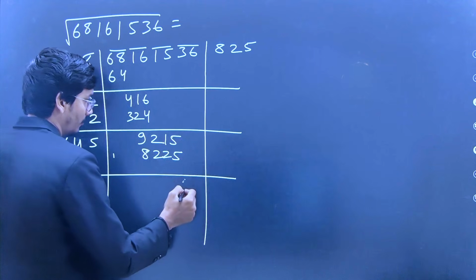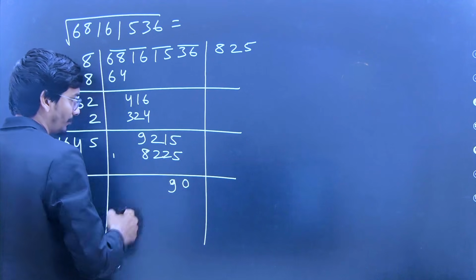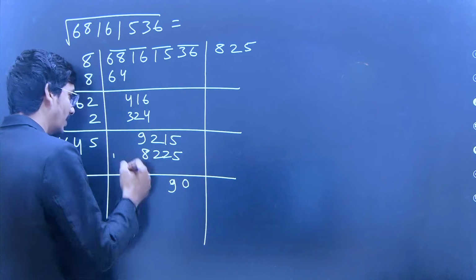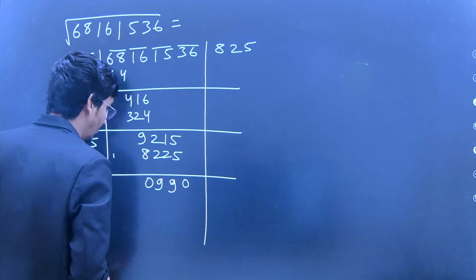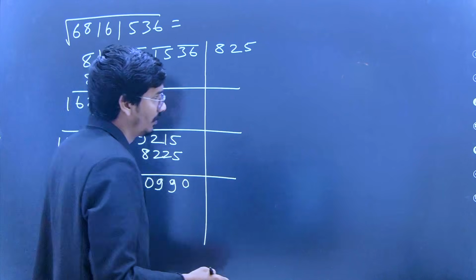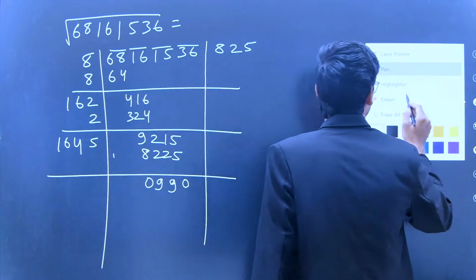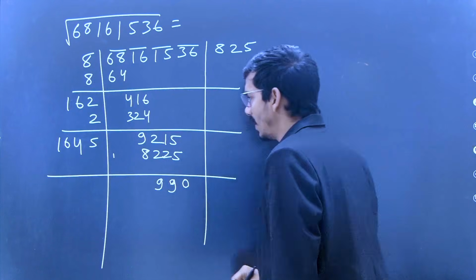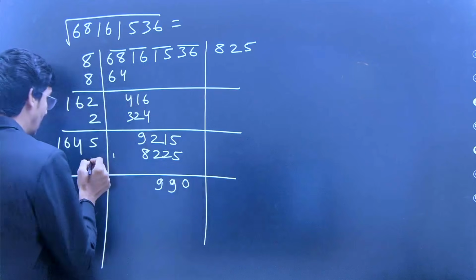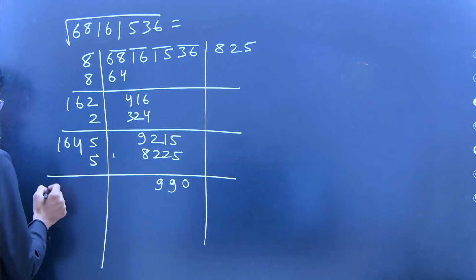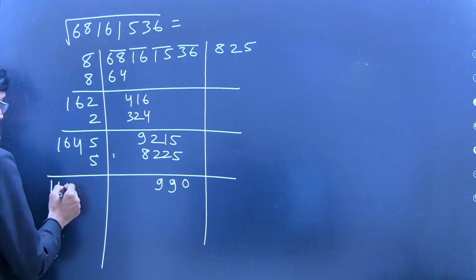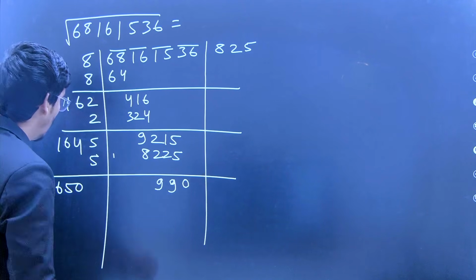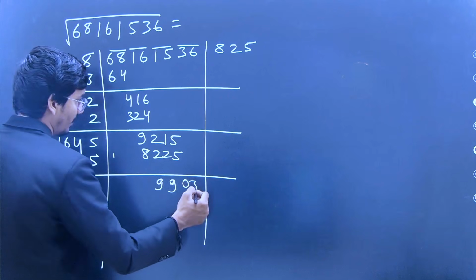Subtract, beta, 0, 9, it's again 1. So when you take carry 9, it's 0. So 0 9 0 0, double 9 0, that is 990. Now add 5, beta. So when we add it, 1650. After that 36 will come down.